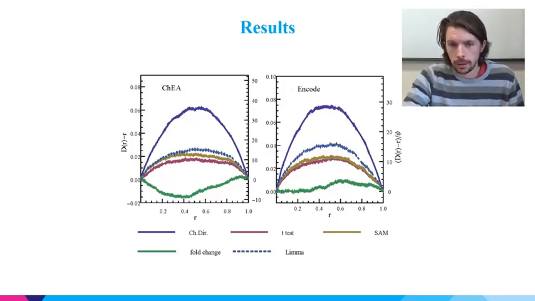This occurs to a slightly greater degree with the SAM method and the Limma method, but to a much greater degree with the characteristic direction. So this provides us some evidence that the characteristic direction might be a particularly good approach to differential gene expression.